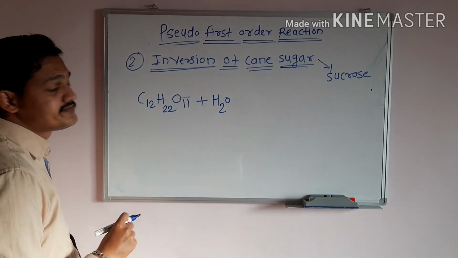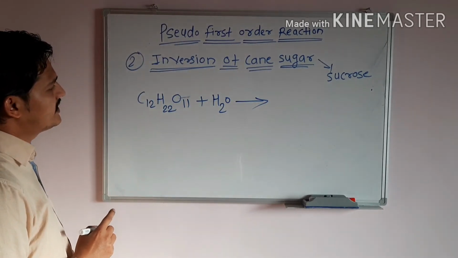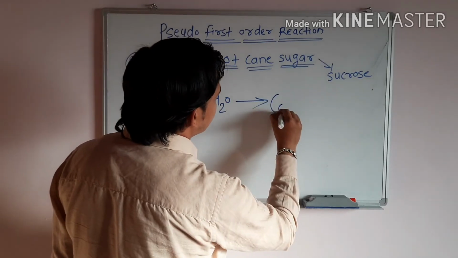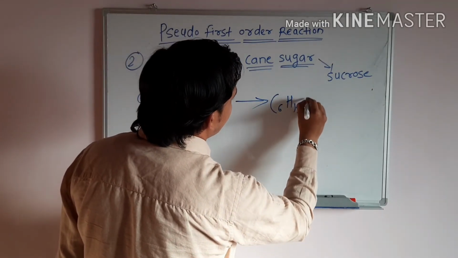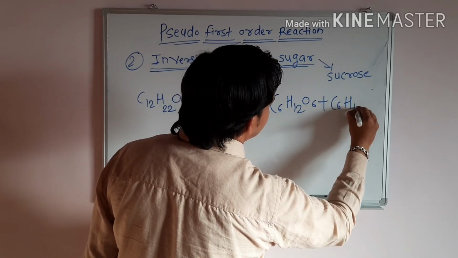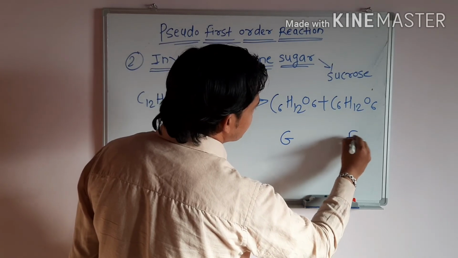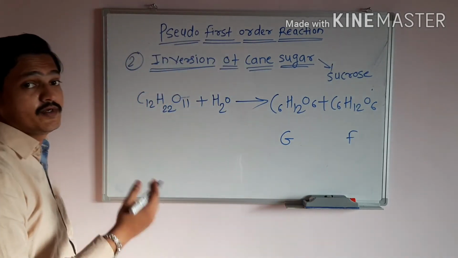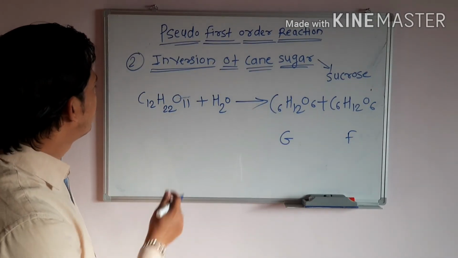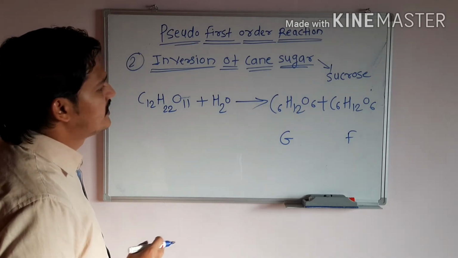Then what is the product of this? Glucose and fructose. C6H12O6 plus C6H12O6. That is glucose, that is fructose. Fructose is sweeter than glucose. So C12H22O11 plus water gives these.